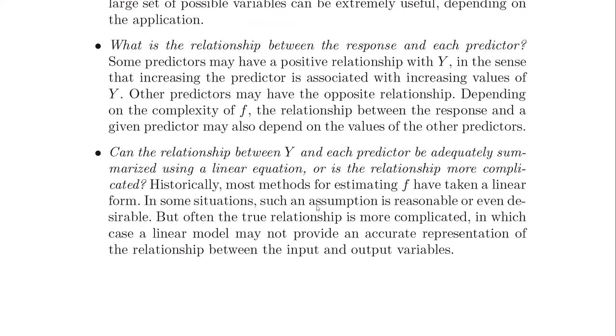The relationship between one response and one predictor, for example, X_m, just one predictor, may also depend on the values of other predictors. This is called interaction, where the predictors are interacting with each other. You can't look at each predictor separately from the rest.